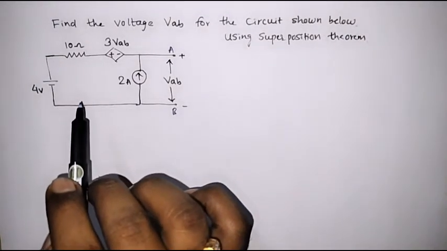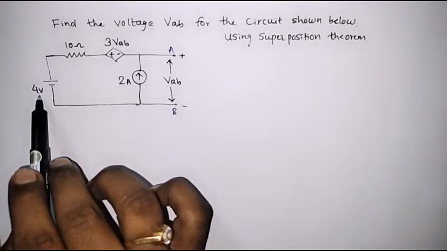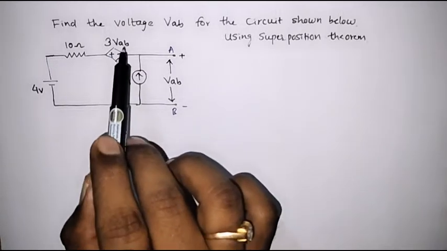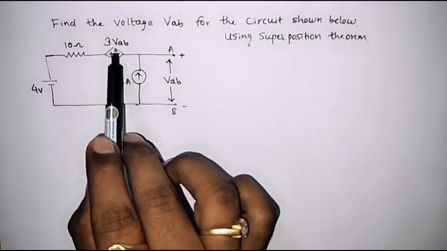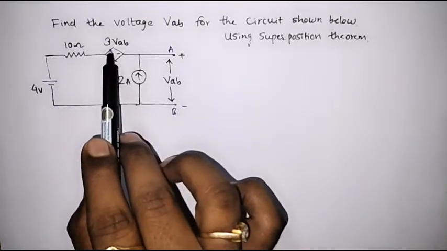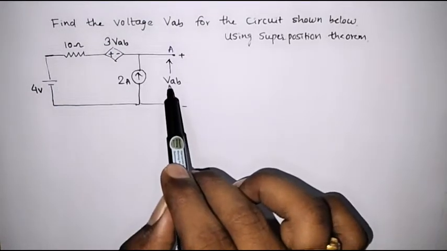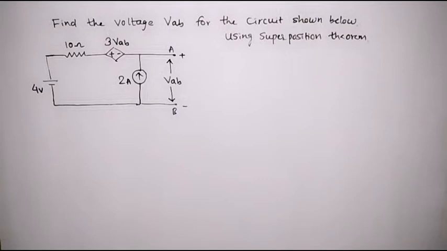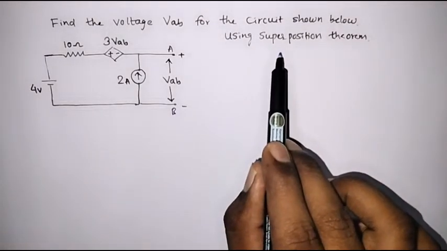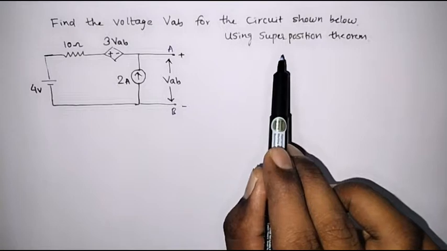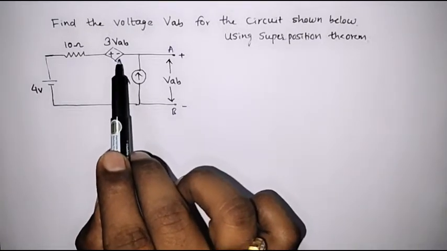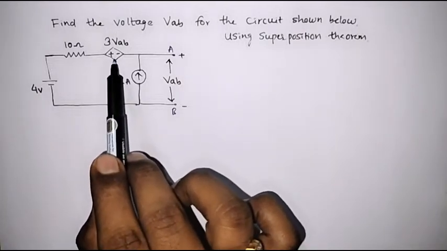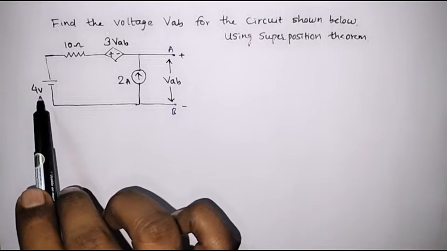So in this circuit, we can observe that we have a 4 volt independent voltage source, a 2 amp independent current source, and there is a voltage dependent voltage source, that is 3 VAB. The magnitude of this voltage source is dependent on this VAB, where VAB is the voltage between terminal A and B. We know that in superposition theorem we are supposed to consider one source at a time, and the dependent source should be kept as it is all the time. It means we should not disturb the dependent source. So we should consider independent sources.